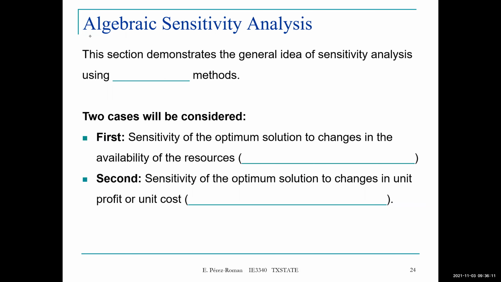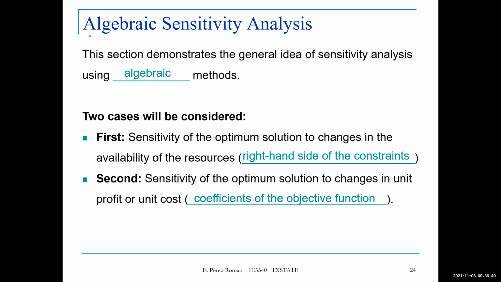So the algebraic sensitivity analysis: this section demonstrates the general idea of sensitivity analysis using algebraic methods. As we did for the graphical discussion, two cases will be considered. The first one is the sensitivity of the optimal solution to changes in the availability of resources, meaning the right-hand side of the constraint. And the second is the sensitivity of the optimal solution to changes in unit profit or unit cost, which are the coefficients of the objective function.